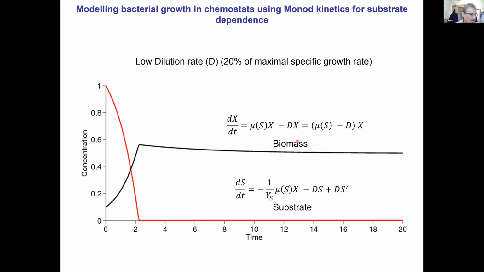And you can write also the equation for substrate change, which has the same term as here, but now with a minus sign because substrate is being consumed, and this is the conversion factor between substrate and biomass. Removal is the same as here, removal of substrate, but here we have an inflow because we are pumping in fresh medium with a concentration of substrate in the reservoir as R. And these are the two basic equations for the chemostat.